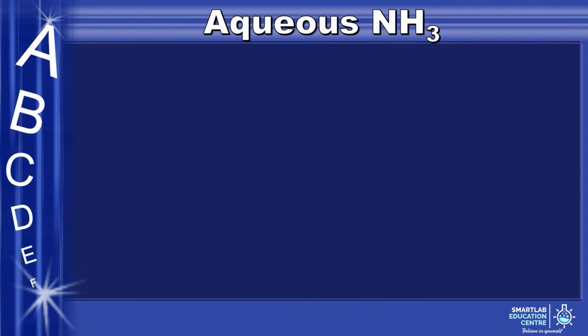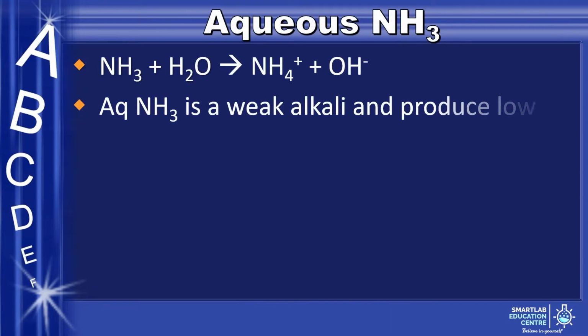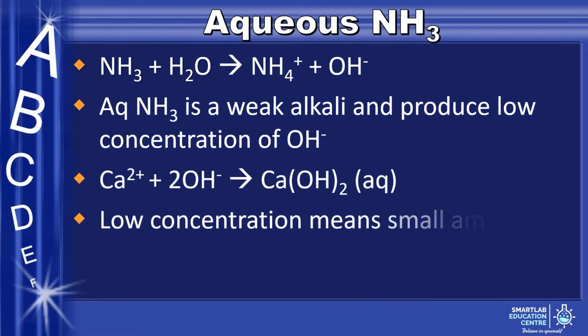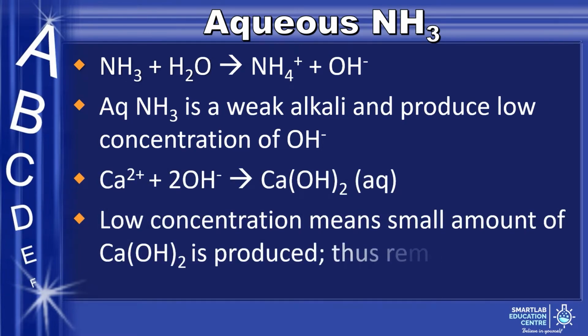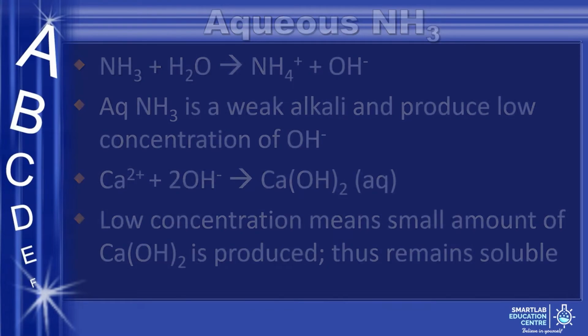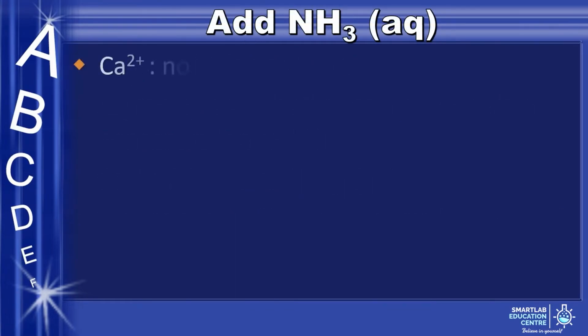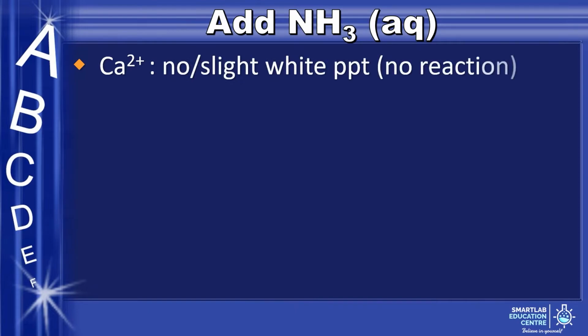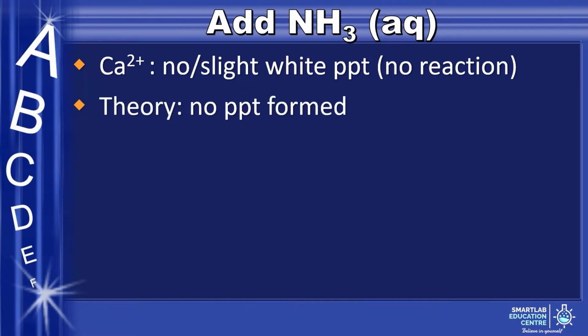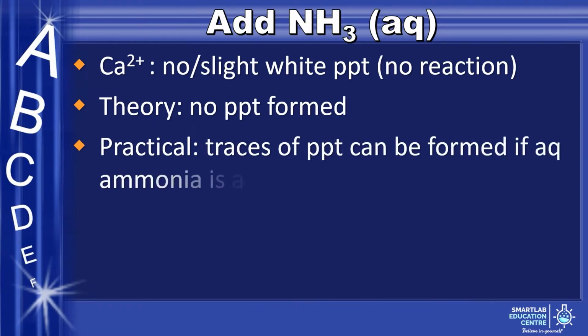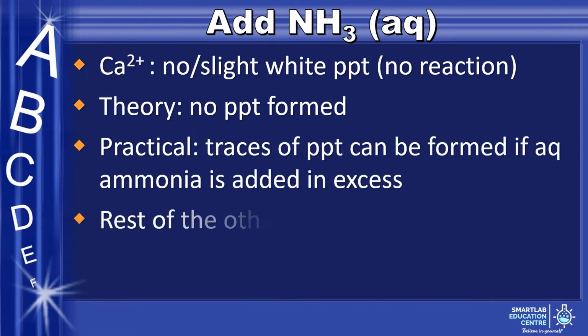Since ammonia is a weak alkali, it produces a low concentration of hydroxide ions, and thus calcium hydroxide will be produced when calcium ion is added and thus remains soluble. For calcium, when ammonia is added, there will be either no precipitate or a slight white precipitate, while in theory, there is no precipitate formed. However, in practical, traces of precipitate can be formed if aqueous ammonia is added in excess and the rest of the other precipitate formed is the same as sodium hydroxide.